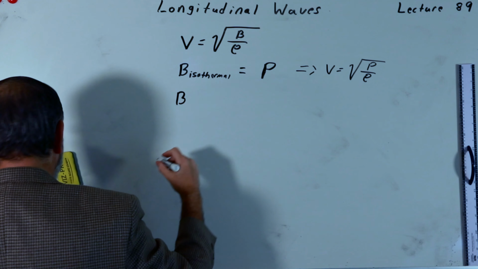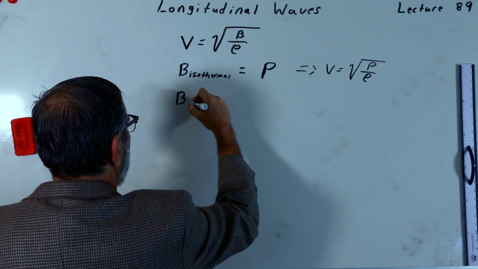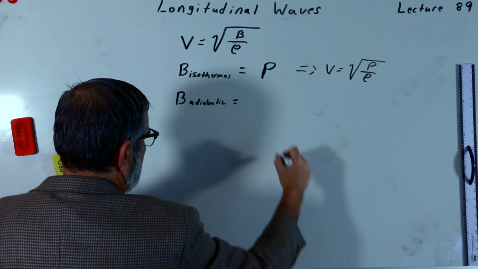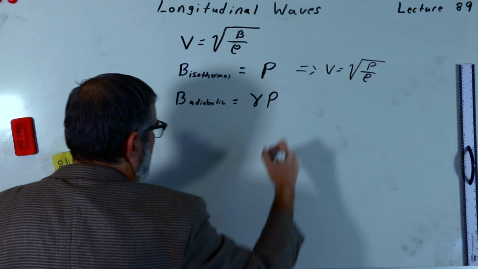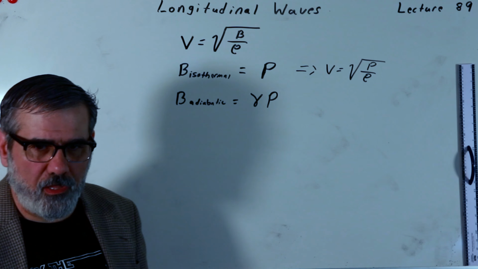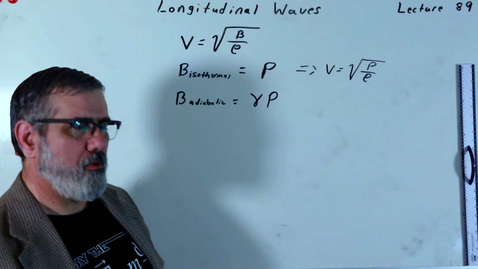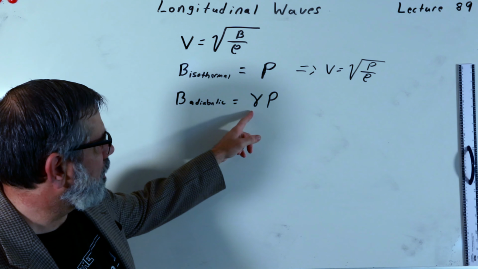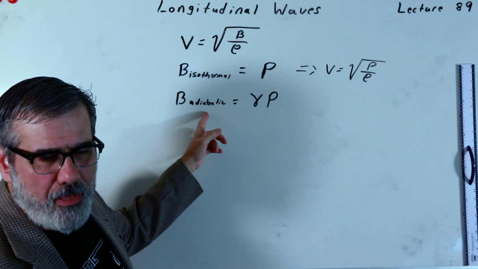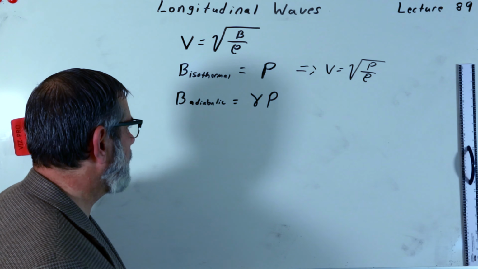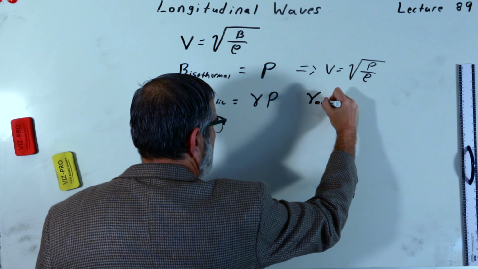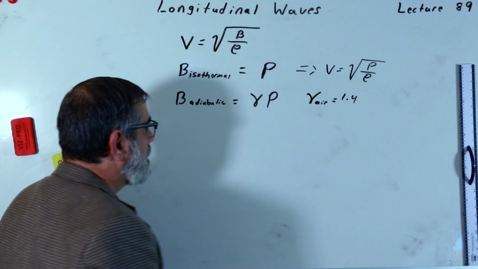The correct bulk modulus to use is the adiabatic bulk modulus, which is some factor gamma that depends on the gas or liquid that you're talking about times the pressure. So it's not that much different. I mean, you could argue this was Newton's fudge factor, right? But he didn't mention that he was doing it adiabatically. So gamma for air, for example, is 1.4, okay?